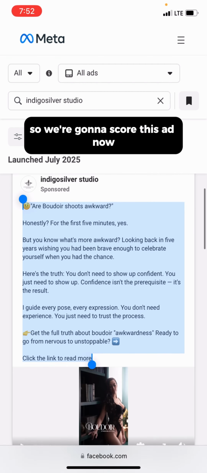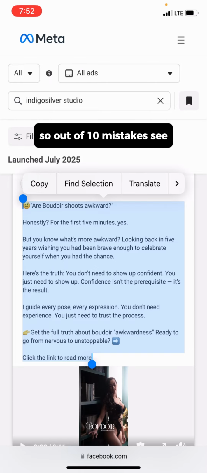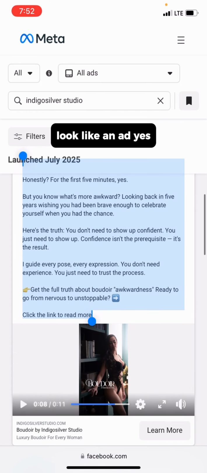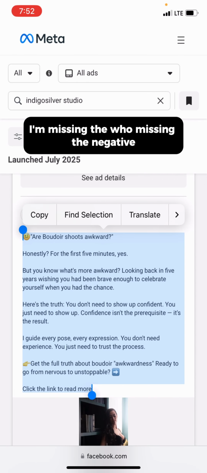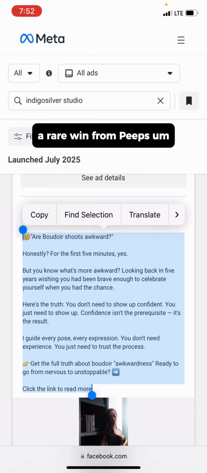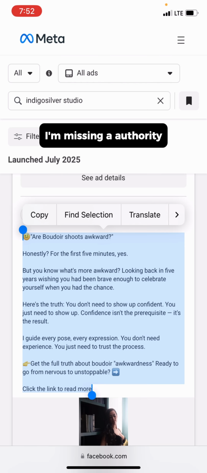So we're going to score this ad now compared to the rest of the boudoir industry. So out of 10 mistakes, see how many of the top 10 mistakes we made. Look like an ad, yes. Missing the who, missing the negative, missing the positive. We got a hesitation / roadblock. A rare win from Peeps with that one. Almost everyone misses it. Missing a authority.